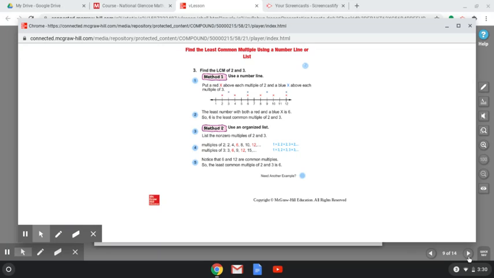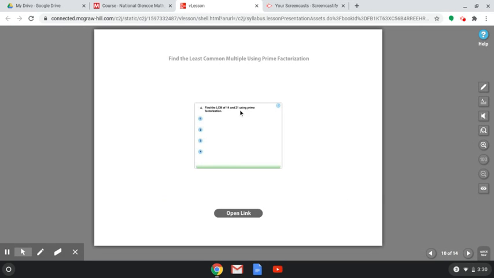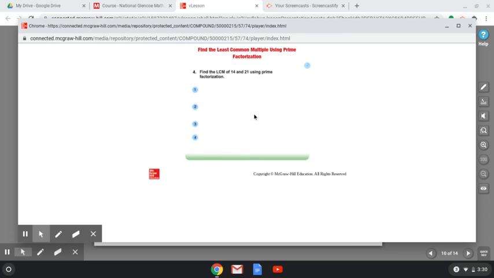All right. So moving on to another example, find the least common multiple of 14 and 21 using prime factorization. Now this is a little trickier. It's easier to use prime factorization for bigger problems like this. So you're going to have to go back to elementary school and think about making factor trees and finding the prime factorization of numbers.